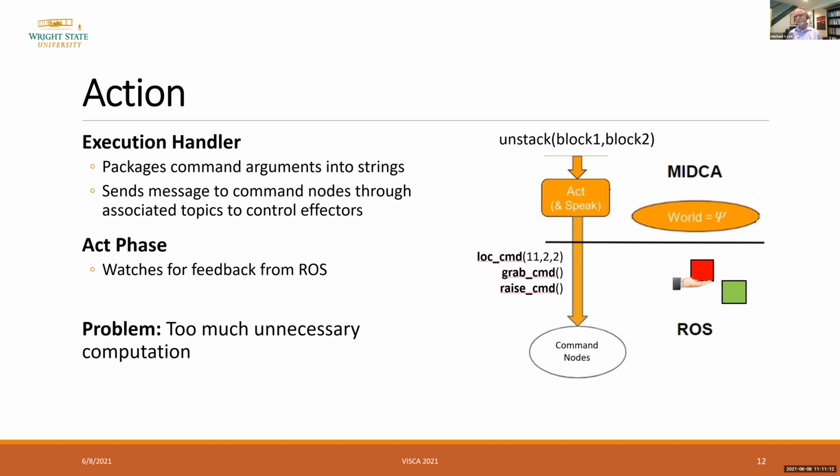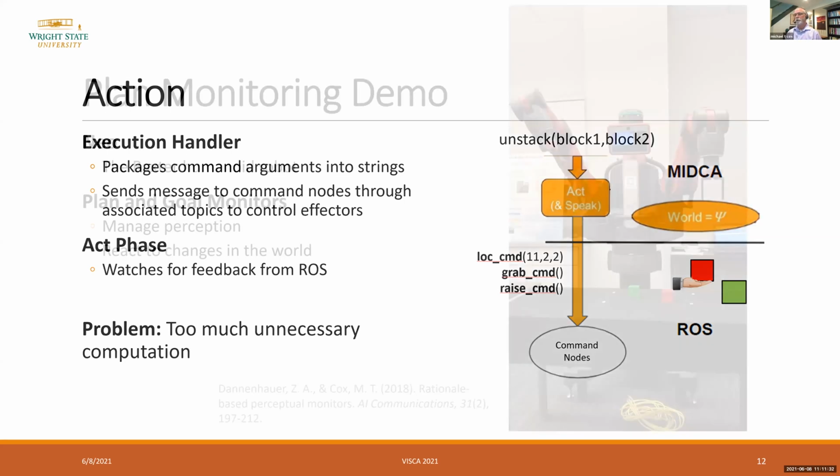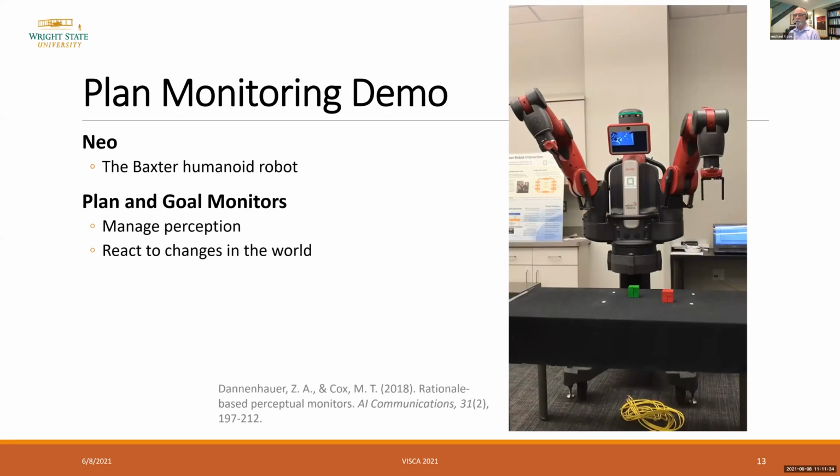The problem with this is there is too much unnecessary computation. You're constantly having to infer all possible relations in a world, and you could spend unnecessary time. So how to control that is an issue that I've had some students work on. Zora Dannenhauer did her PhD thesis on it a couple years ago. And the idea was to manage perception through plan and goal monitors.